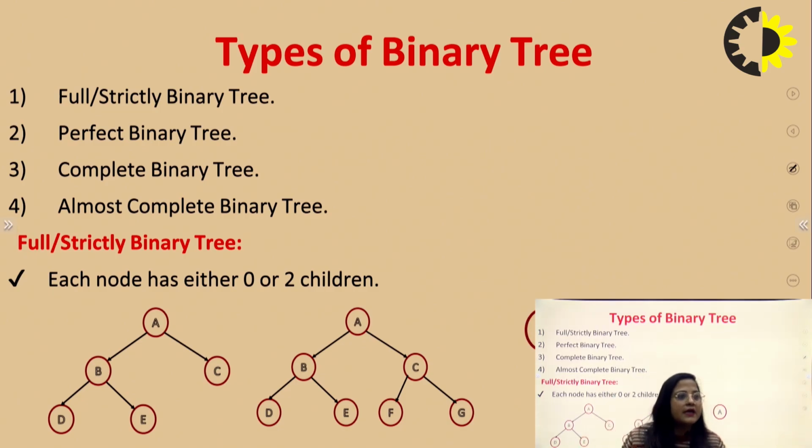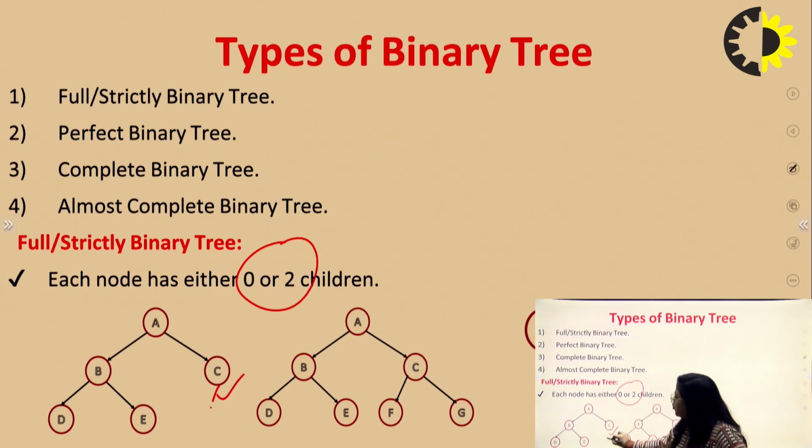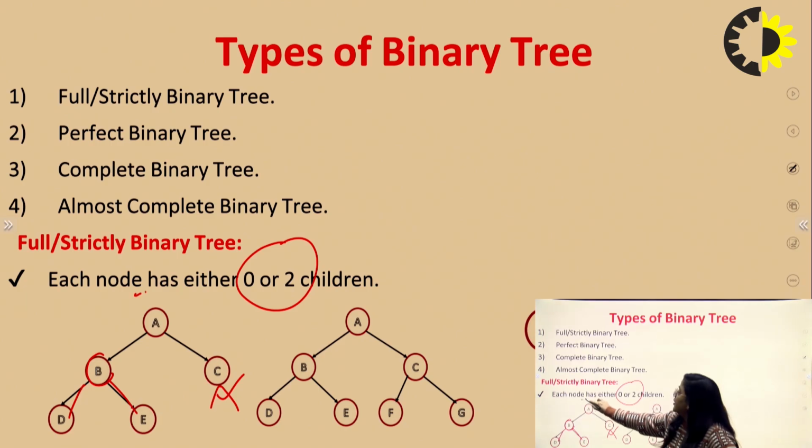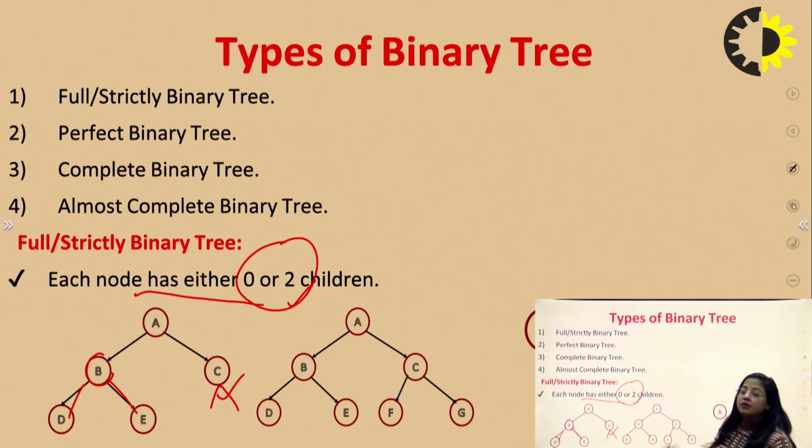Firstly the fully or strictly binary tree, second is the perfect binary tree, third is the complete binary tree, and fourth is the almost complete binary tree. So a fully strictly binary tree means each node has either 0 children or 2 children. According to this, no child, and this has only 2 children. So same thing: a fully or strictly binary tree means each node has either 2 or 0 children.